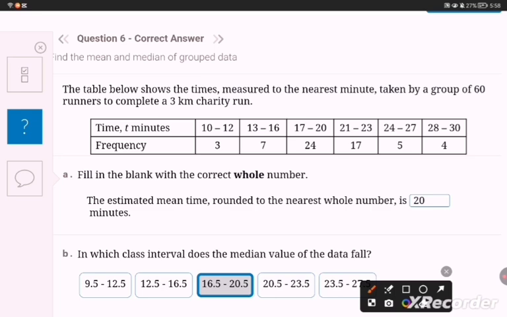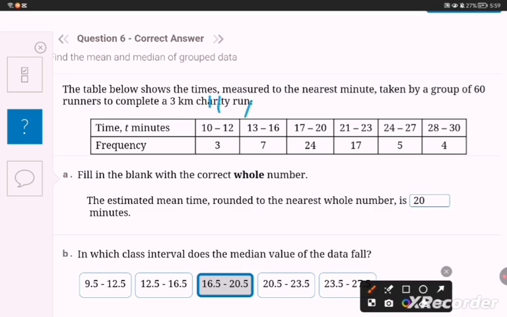You have to use the midpoint. So you have to find the midpoint of all these time intervals, and then you multiply that by the frequency over the total frequency. So it's the summation of xi, so the midpoint, times f, over f. F is the total frequency, so I'll just write f total, for example. Now we have to just find the midpoints.